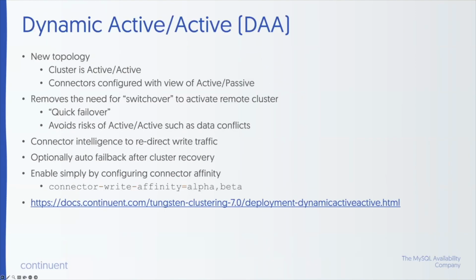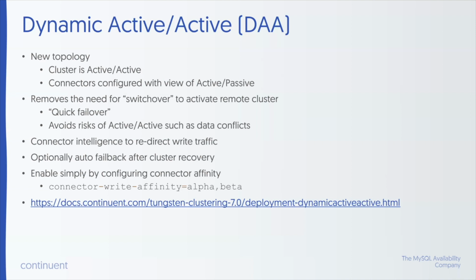Dynamic active-active. So this is a new topology. From your perspective, it would look like you are installing an active-active cluster. So both of your clusters can receive writes, so they're both open for writes. However, it operates as though it's active-passive.